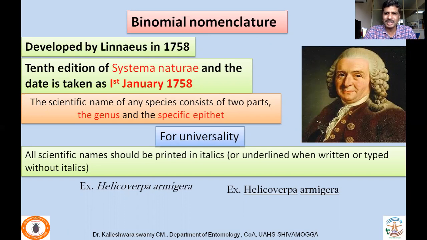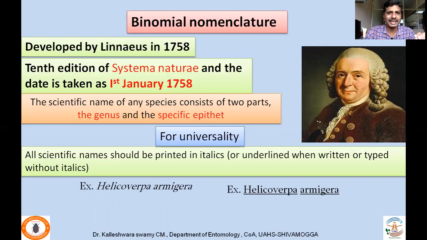In fact, he published a series of publications in the 10th edition of his Systema Naturae. He consistently followed binomial nomenclature. Hence, 1st January 1758, when he published the Systema Naturae, is considered the starting point of binomial nomenclature. Whatever name people give after 1758 for any species is valid.